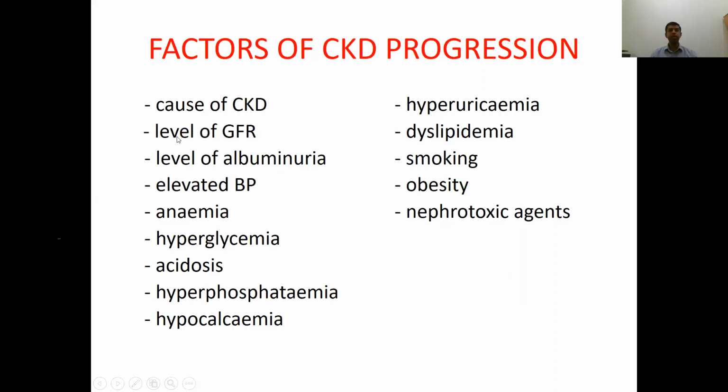You can see the underlying cause of CKD matters. For example, a diabetic patient will progress faster compared to a hypertensive patient. Level of GFR: a patient with a GFR of 20, as opposed to a patient with a GFR of 50, will rapidly progress compared to the GFR of 50. The higher the proteinuria, the higher the progression rate. The higher the blood pressure, or poorly controlled blood pressure, the faster they progress. Anemia, high blood sugar, acidosis, all these factors, if you don't correct them, are going to cause the kidney disease to progress faster.